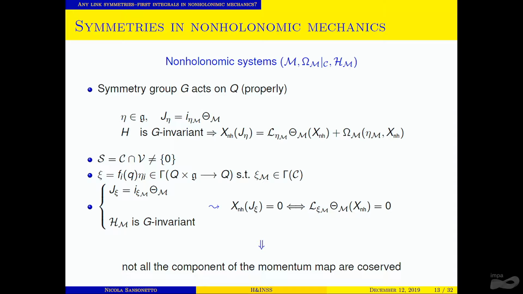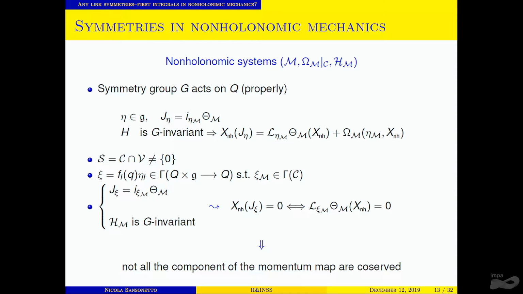And this is what happens in this situation. So one has a symmetry, picks an element of the Lie algebra, and then constructs the momentum. Okay? The Hamiltonian is invariant, the original Hamiltonian, and we try to write what is called the momentum equation. And what happens is that in general, this is not zero. It depends. It may be or may not.